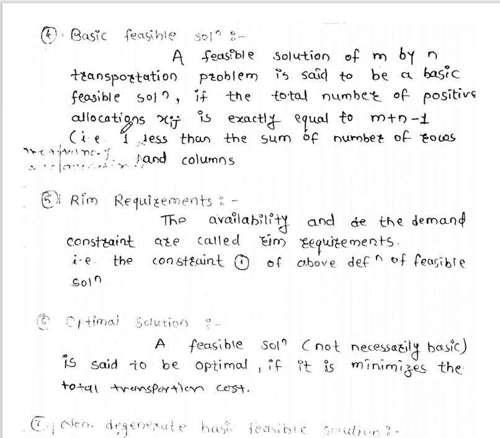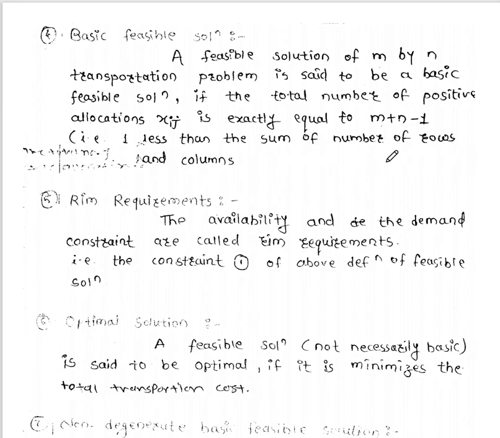When we solve the problems, we will see this definition in practice. In another way we can define it: one less than the sum of the number of rows and columns. So this is the number of rows and this is the number of columns, and minus 1. Right.